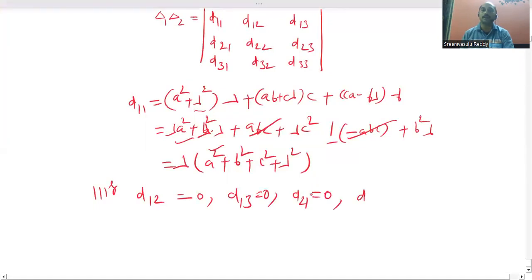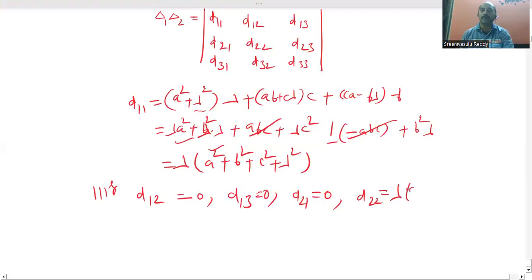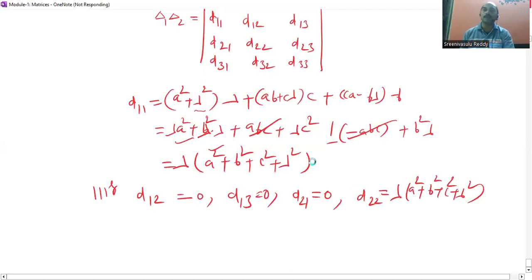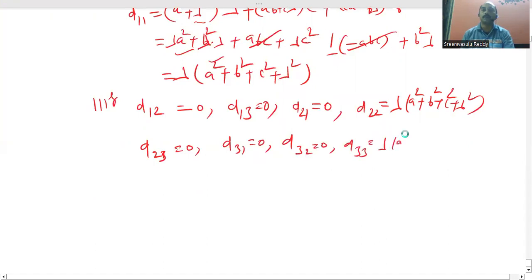If you apply the same logic to D22, we get lambda times of A square plus B square plus C square plus lambda square. From the examination point of view, based on the marks, you need to prove. If they provide, suppose, 8 marks, we must prove all of this. D23 equal to 0, D31 equal to 0, D32 equal to 0, D33 equal to lambda times of A square plus B square plus C square plus lambda square.